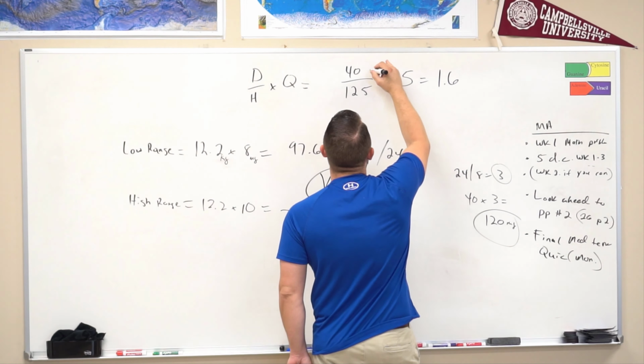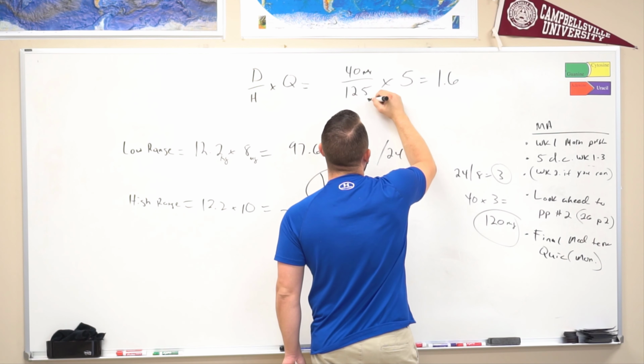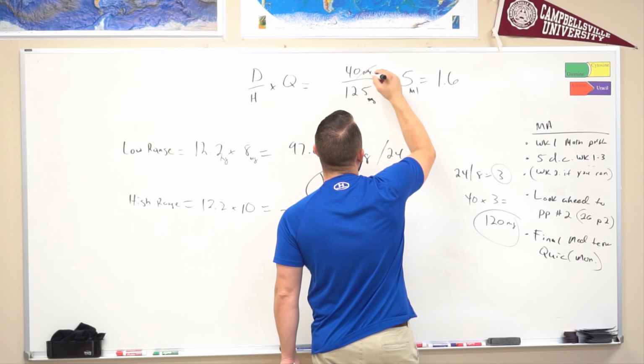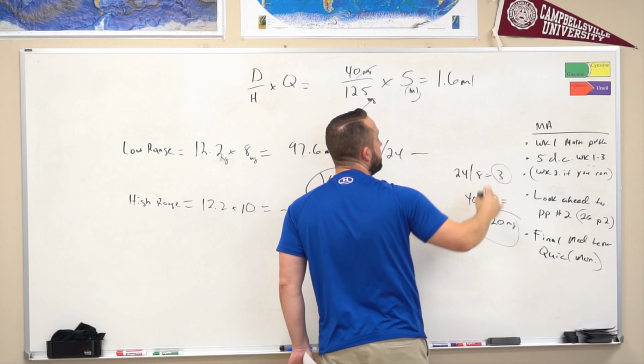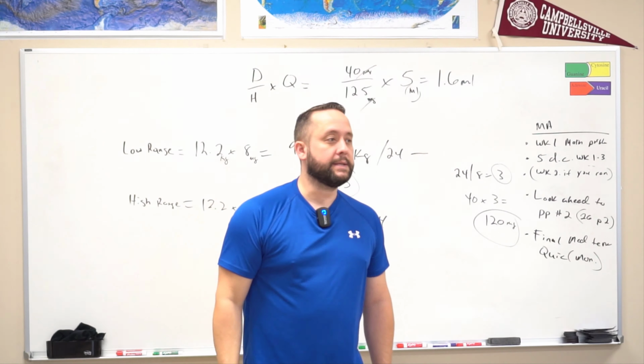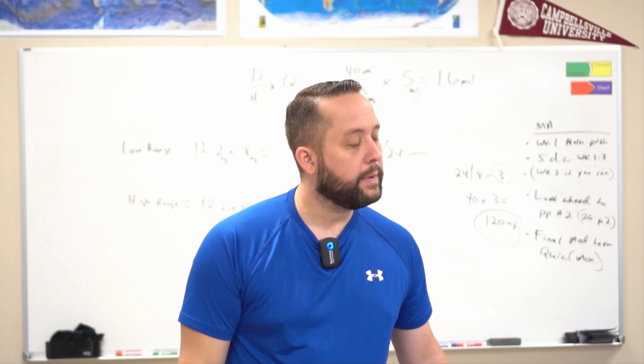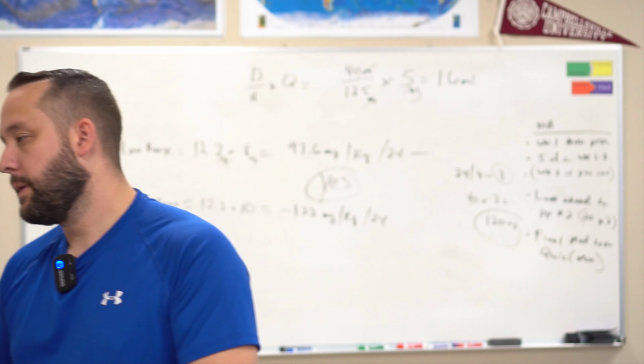1.6 what? This was milligrams, and this was milligrams, and this was mLs. But these cancel out because we divided those, right? And all we got left over is mLs. And we can measure out 1.6 mLs on a syringe, no problem. Very good.